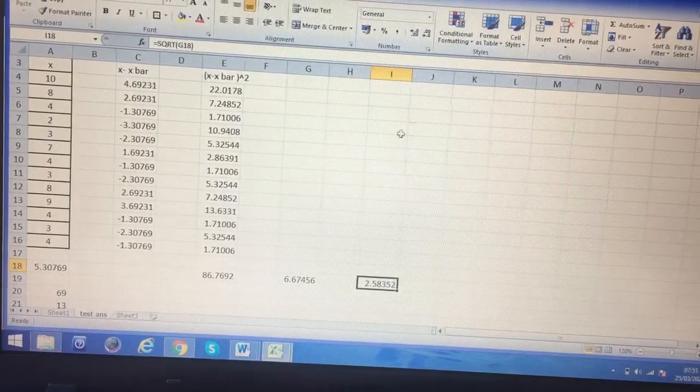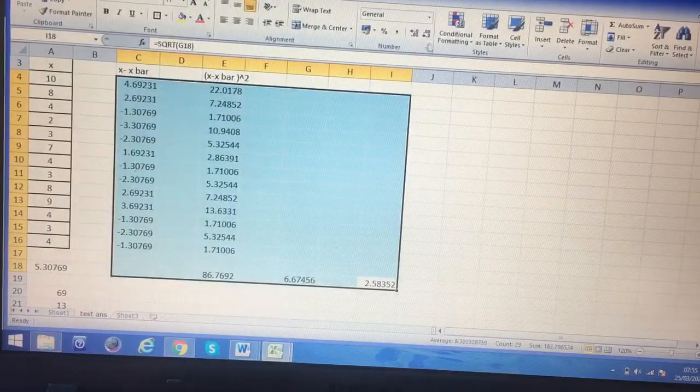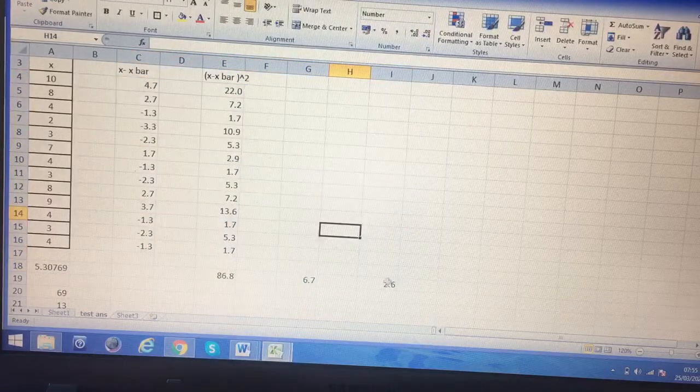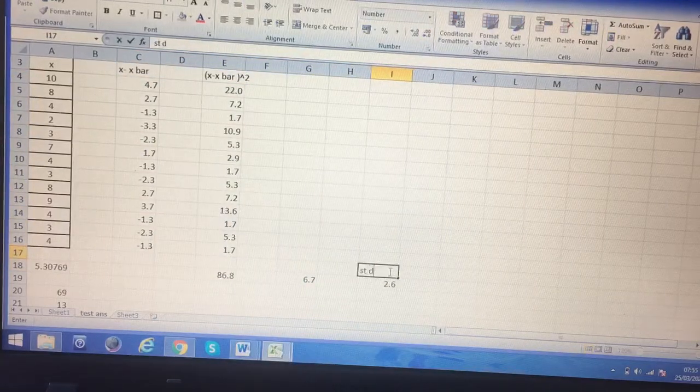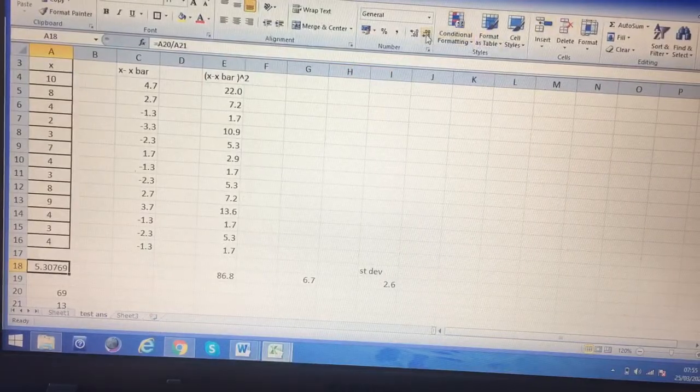It looks really complicated at the minute, so I'm going to just make them all one decimal place. So this is my standard deviation. Now what does this mean? It means my average score, my mean score, was 5.3 for my test.